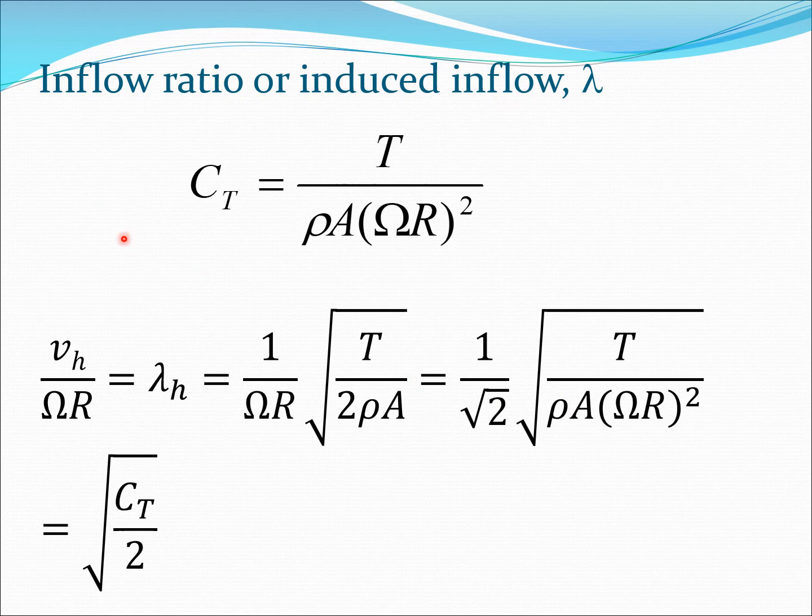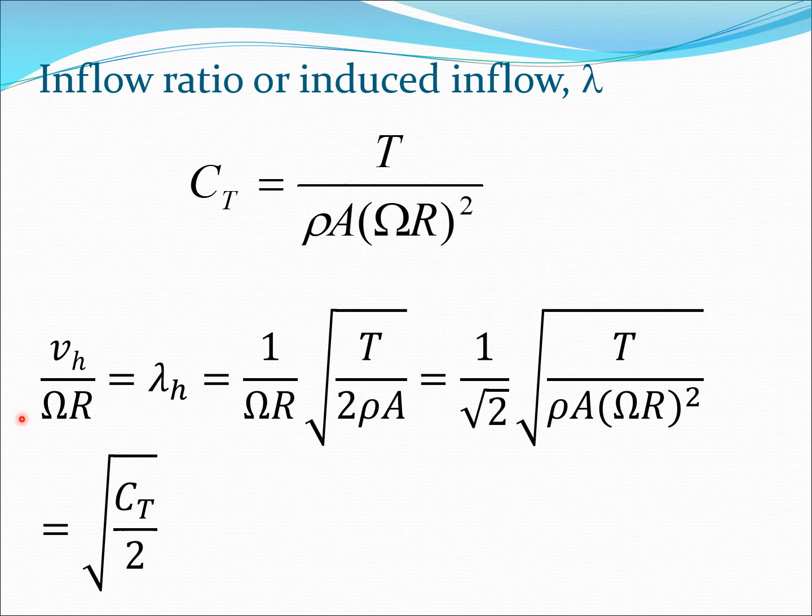So let's start with the expression for the thrust coefficient Ct, and remember that thrust coefficient is T by rho A, then rotation speed into R, whole thing squared. So this is a non-dimensional parameter. So now we can write Vh by this non-dimensional parameter, this velocity parameter, as lambda h.